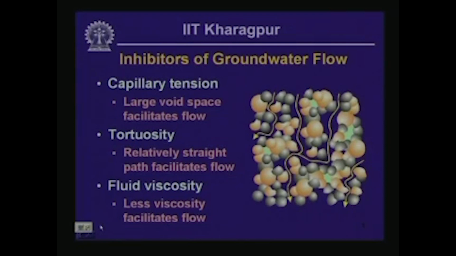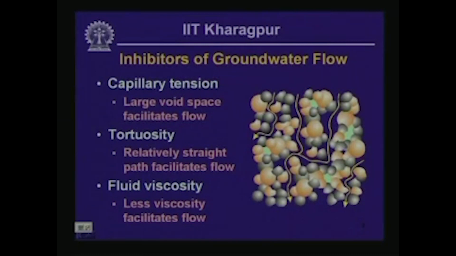Now we have already looked at what is the driving mechanism of groundwater flow. So groundwater flow is driven by the hydraulic gradient essentially. So what is hydraulic gradient? Hydraulic gradient is the ratio of the head loss between the inlet and the outlet divided by the length of the flow path. So that is going to drive the groundwater flow.